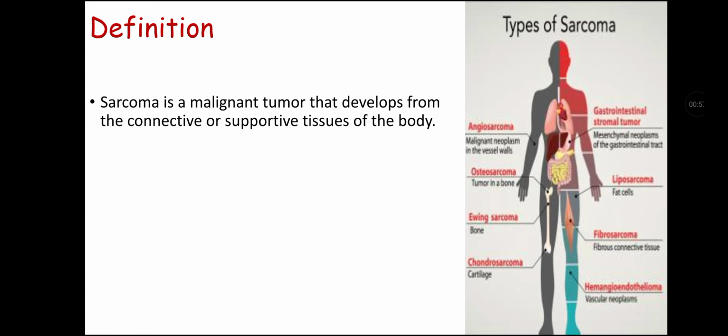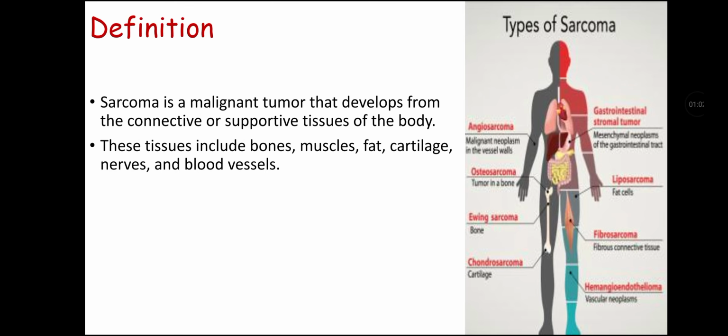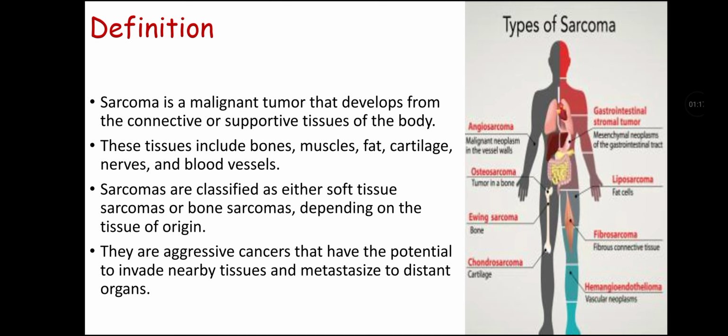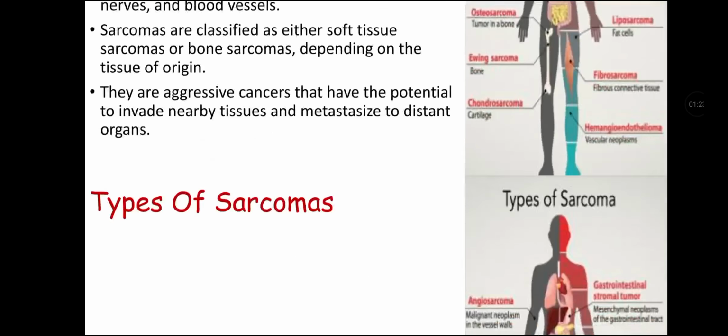Definition: sarcoma is a malignant tumor that develops from the connective or supportive tissue of the body. These tissues include bones, muscles, fat, cartilage, nerves, and blood vessels. Sarcomas are classified as either soft tissue sarcoma or bone sarcoma, depending on the tissue of origin. They are aggressive cancers that have the potential to invade nearby tissues and metastasize to distant organs.